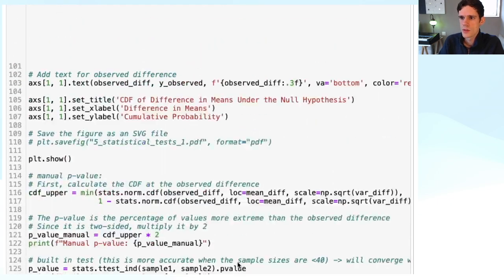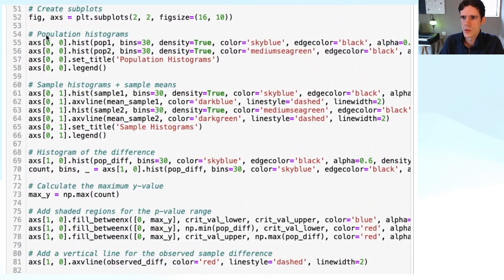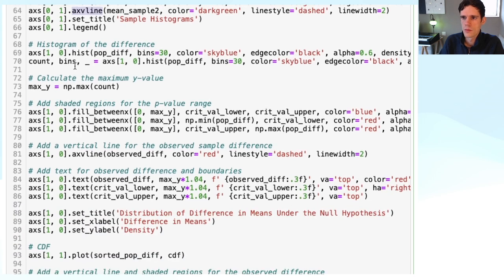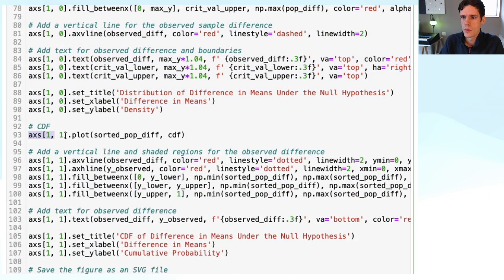So let's briefly scroll up and see how we can plot the elements that we do have. So of course, we define our figure and our axis. First, we plot our histograms, which is very straightforward because we did it a lot of times by now. Then we plot our sample histograms with, of course, the sample means as vertical lines. Then on the bottom left panel, we plot the histogram of our distribution of sample means, this approximate normal distribution. And then the rest of this code will take care of these shaded regions, so we will not discuss it here. Now, of course, in the last panel, we plot our CDF, our cumulative distribution function.